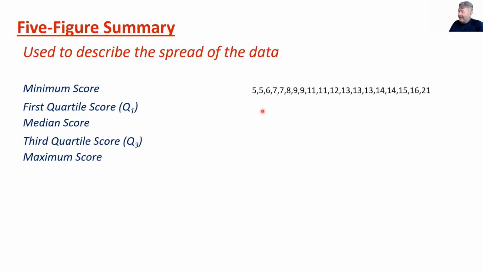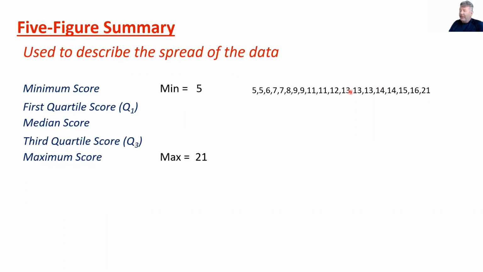So here's some data. Again, looks very familiar. We've sort of done this, but we're going to go through it and combine it all into one thing. Easiest to find here, data's in order. What's the minimum score? 5. There it is. What's the next easiest? Is the maximum score. Don't have to do any calculations. There it is, 21.